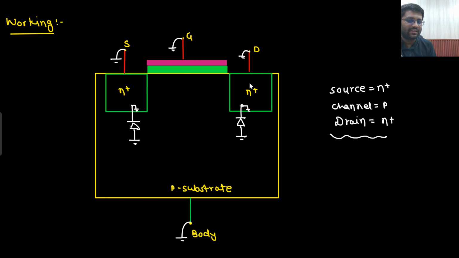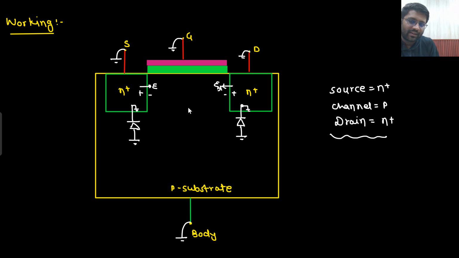Like there will be an N plus P junction. Electrons will say, I will try to diffuse. But there will be an electric field, and the electric field will be saying go back. What will be the direction of the electric field? This will be the direction of the electric field.